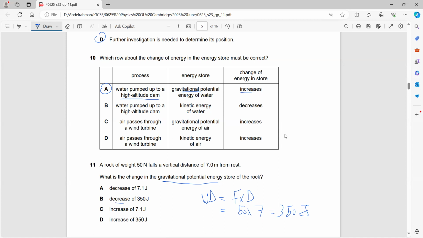Is it an increase or a decrease of 350 joules? Okay. As it falls down vertically, what happens to the gravitational potential energy? The gravitational potential energy decreases. Okay, it decreases as it falls down.